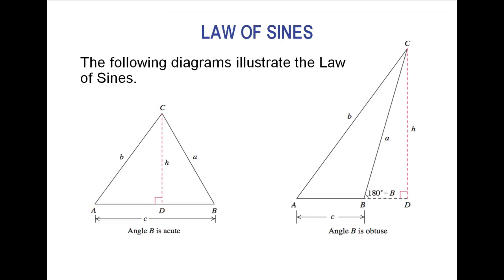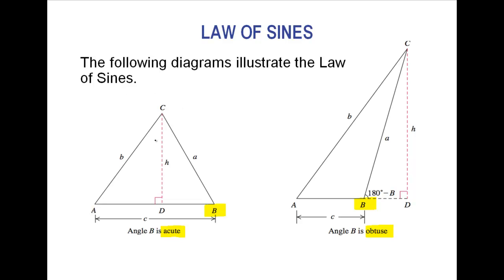So some vocabulary. This diagram shows the law of sines. Whether we're dealing with an acute angle or an obtuse angle, we can still apply the law of sines to any triangle. And what I mean by acute versus obtuse is here we're concerned with angle B. On the left hand side you can see that angle B is less than 90, and on the right hand side it's greater than 90, so there's acute versus obtuse.